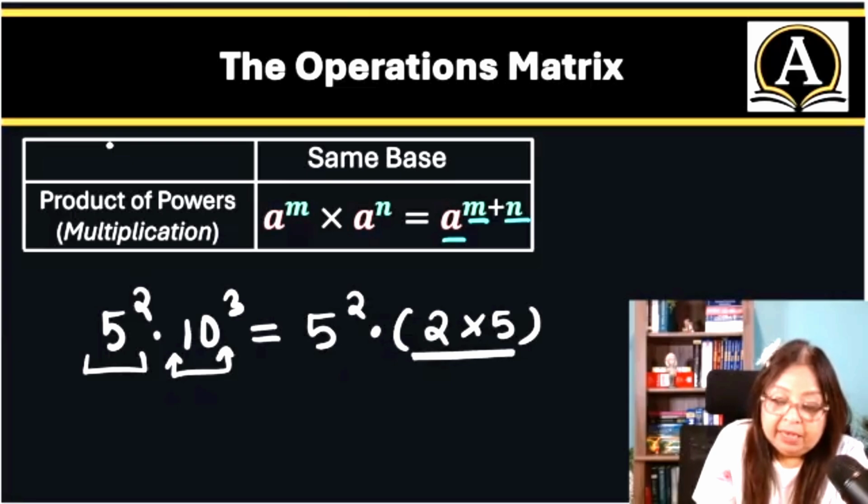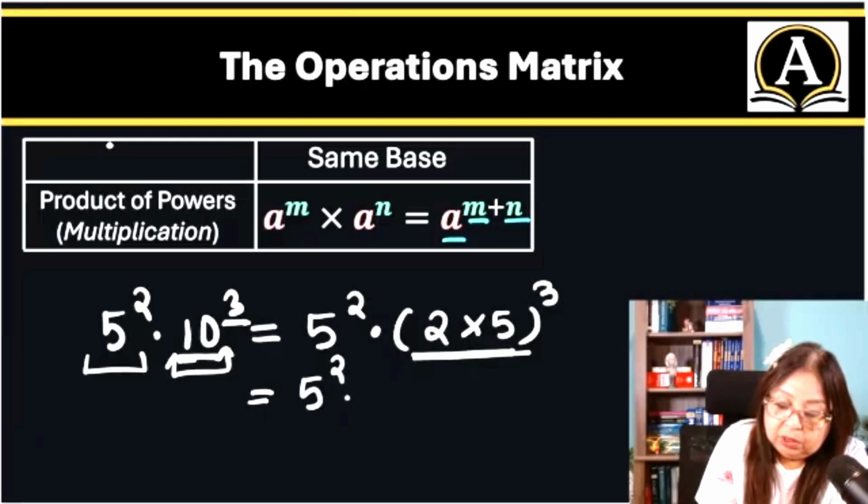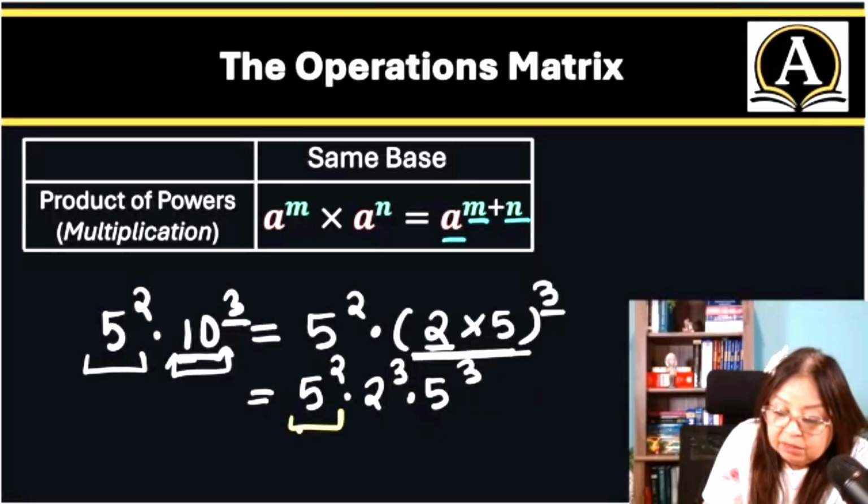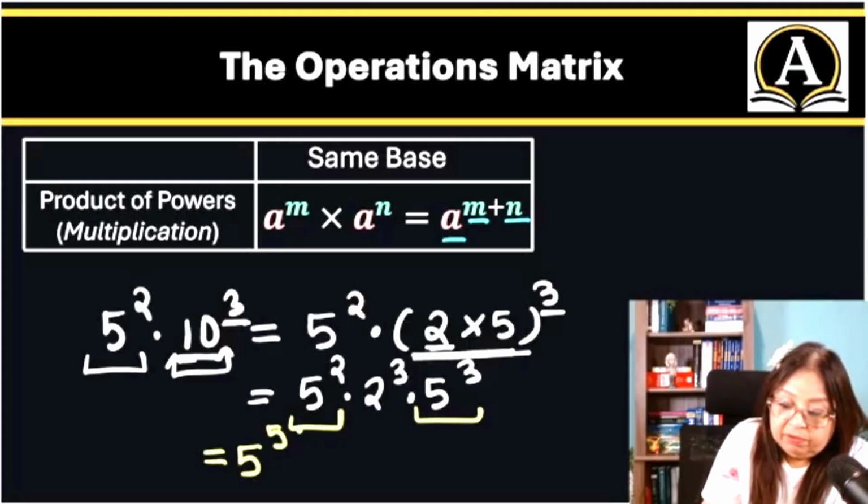Now 2 times 5 is equal to 10, and 10 is raised to the power 3. So I'm going to raise this parentheses to power 3. Now I can write this as 5 to the power 2 times 2 to the power 3, times 5 to the power 3. Then the next thing I'm going to do is combine this 5 to the power 2 and 5 to the power 3. And that would give me 5 to the power 5 times 2 to the power 3.